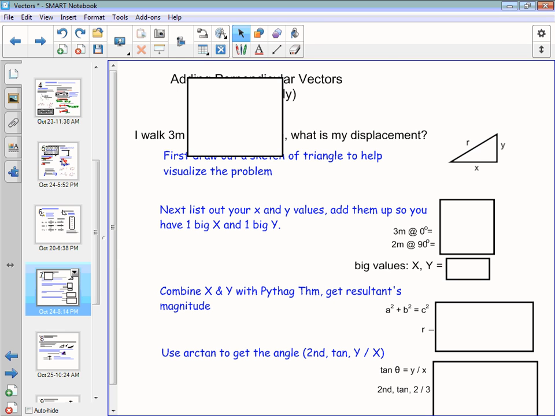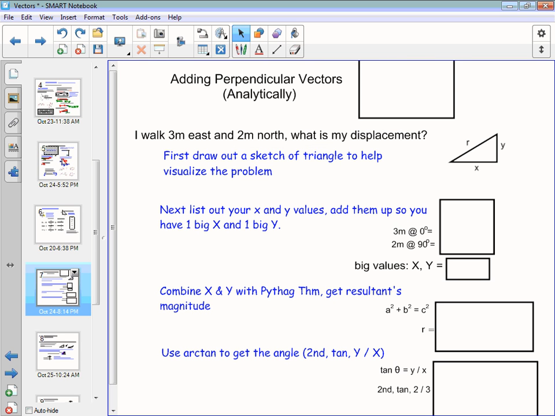Hold this so we can kind of see. So it's like I'm going there, and then my resultant is my hypotenuse, right? But it's helpful to visualize what's going on. The next thing I'm going to do is break these guys up into the x and y pieces.